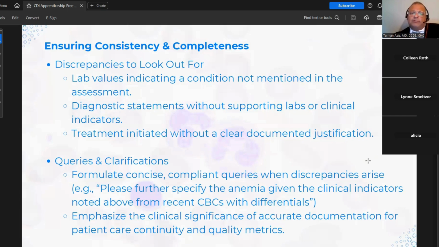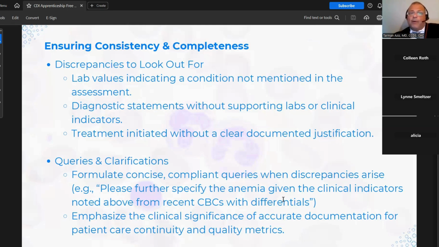So be wary of treatments that are initiated and there's no diagnosis to go with it in the assessment and plan section. So we might, for example, formulate a query question. They should be concise and non-leading in nature. Here's an example. Please further specify the anemia, given the clinical indicators noted above from the recent CBCs and differentials. That's very different than saying, are you treating hemolytic anemia? Dear doctor, are you treating a vitamin B12 deficiency anemia?